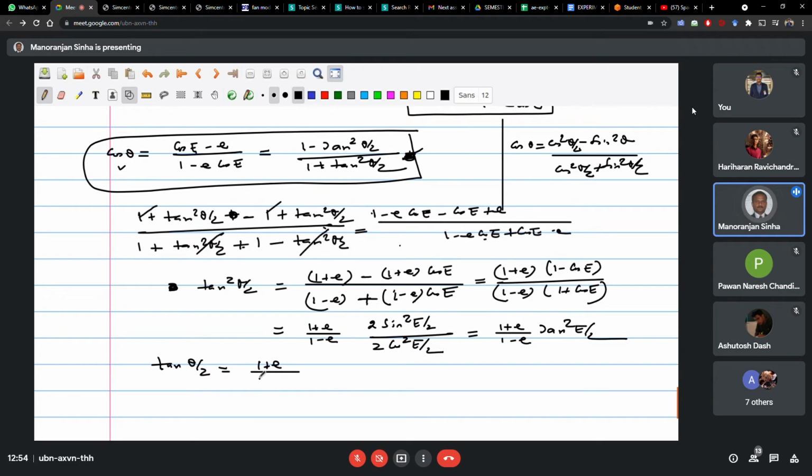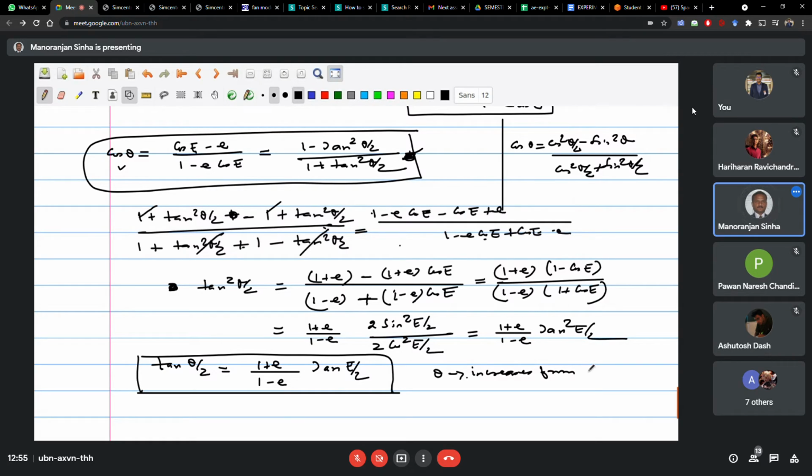This expression between theta and E is a little more simplified. And we can see that as theta increases from 0 to pi, then E increases from 0 to pi. Okay, so later on we are going to use all these results for solving this problem.